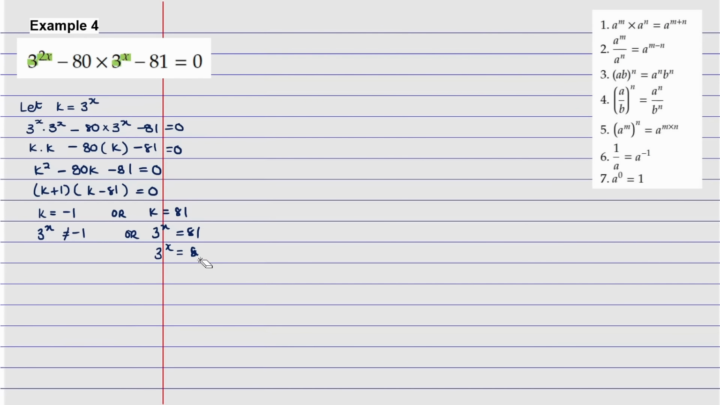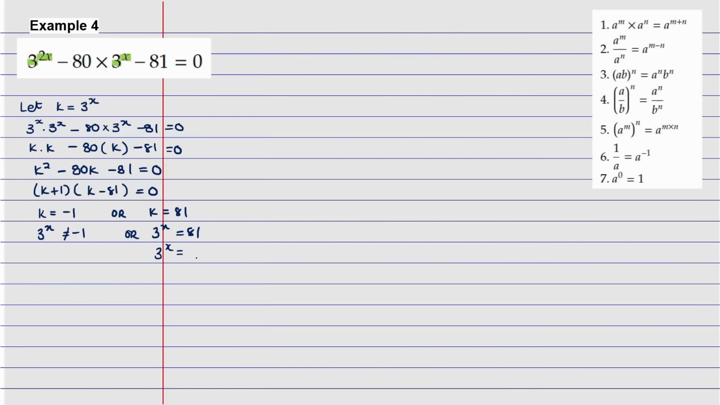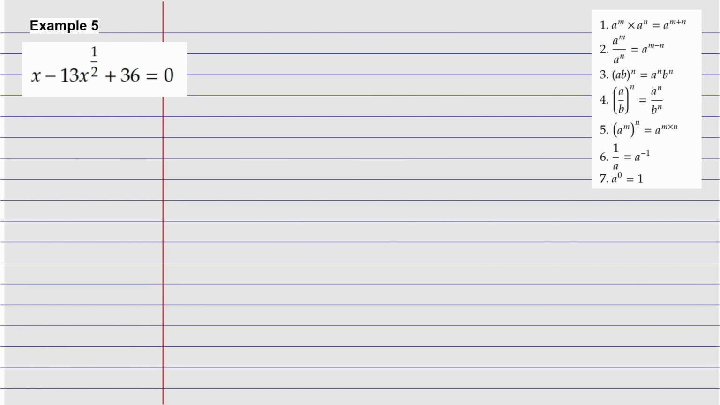Let me just change this one, because I can't rewrite the same thing. So it's going to be 3 to the power 4, right? So the bases are the same. So x is basically equal to 4. And that will be your final answer for this question. So now let's do example 5, right?